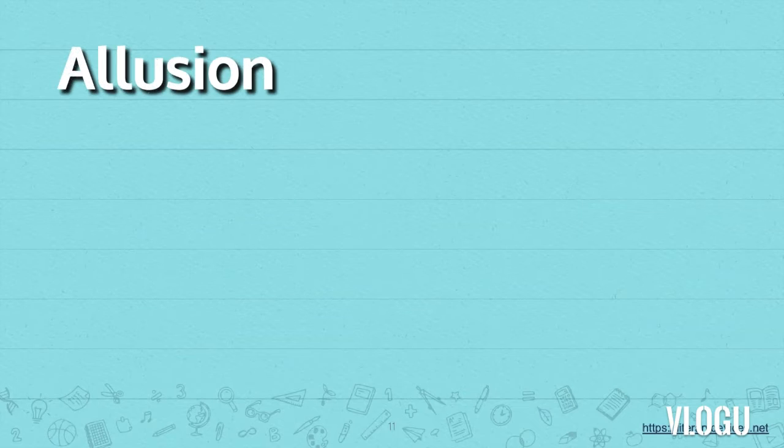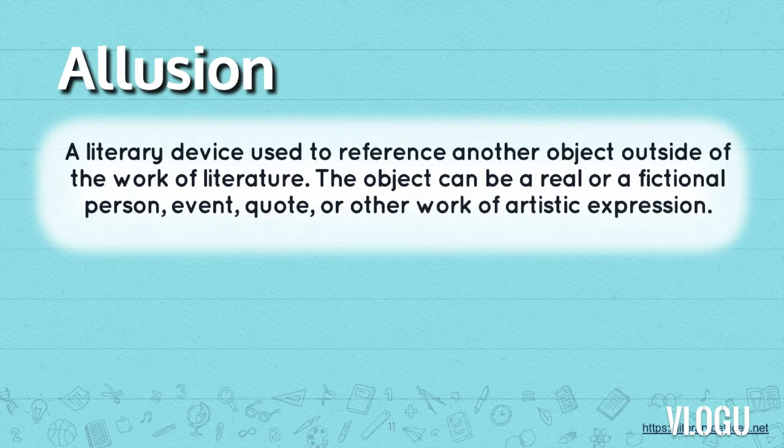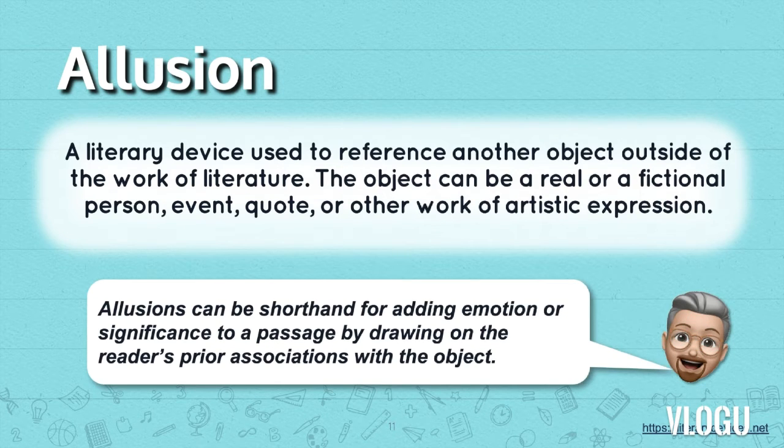Now let's take a look at allusion. It is a literary device used to reference another object outside the work of literature. The object can be a real or a fictional person, event, quote, or other work of artistic expression. Allusions can be shorthand for adding emotion or significance to a passage by drawing on the reader's prior associations with the object.